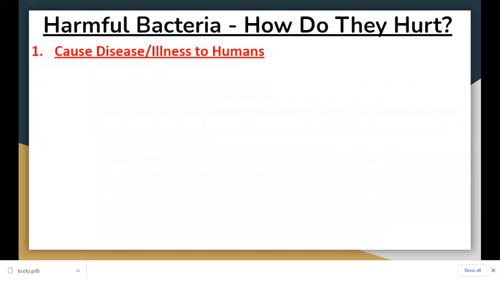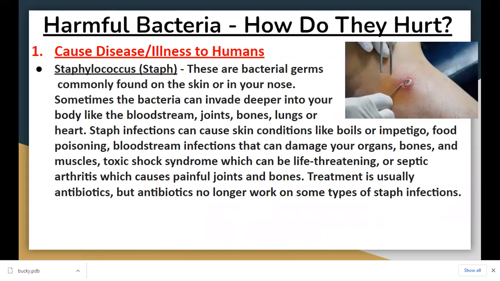More harmful bacteria, Staphylococcus, also known as a staph infection. These are very dangerous. These are bacterial germs commonly found on the skin or in your nose. Sometimes the bacteria can invade deeper into your body, like in your bloodstream, your joints, your bones, your lungs, or your heart. Staph infections can cause skin conditions like boils or impetigo, food poisoning, bloodstream infections that can damage your organs, bones, and muscles, toxic shock syndrome, which can be life-threatening, or septic arthritis, which causes painful joints and bones. Treatment is usually antibiotics, but antibiotics no longer work on some types of staph infections. Be very careful with this.